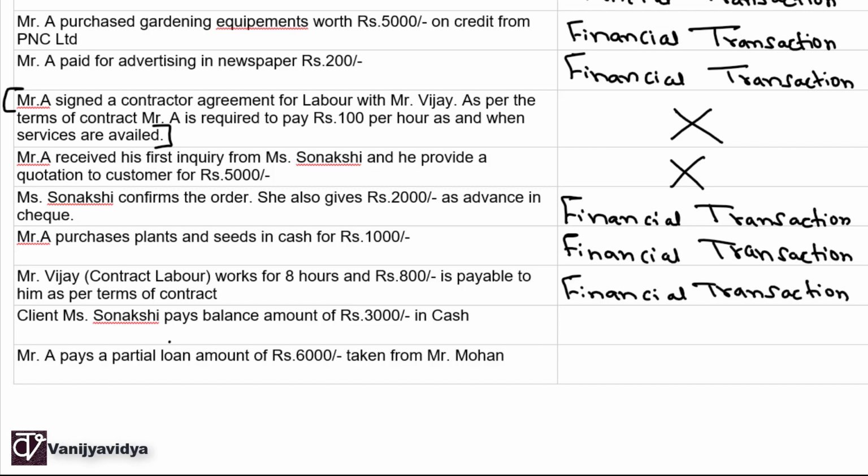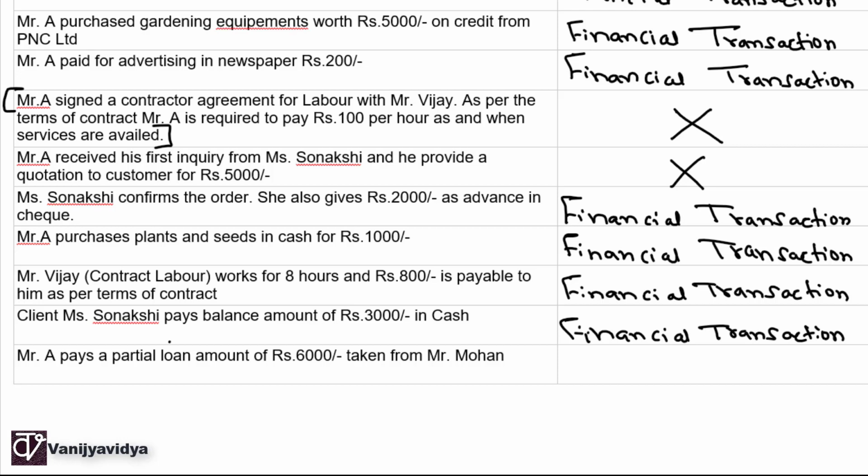Next, client Miss Sonakshi pays balance amount of rupees 3000 in cash. Again, Mr. A has obligation to receive the balance amount from Miss Sonakshi for the services which he has given. So this is also a financial transaction.